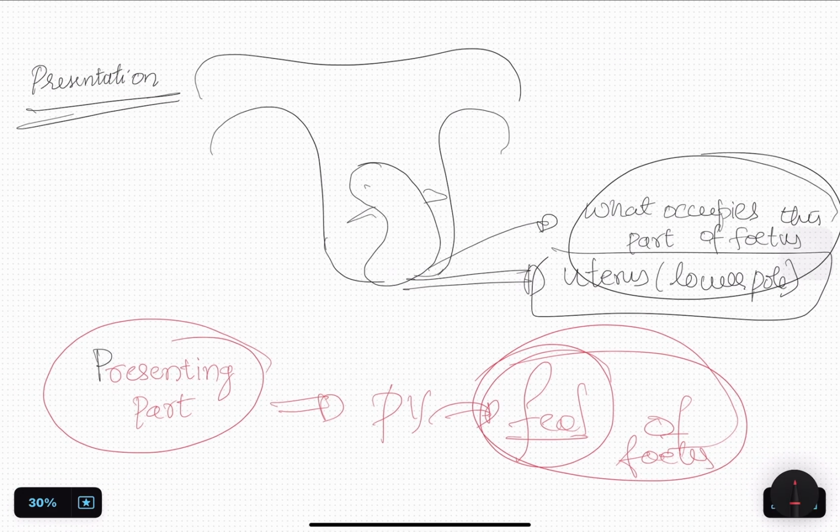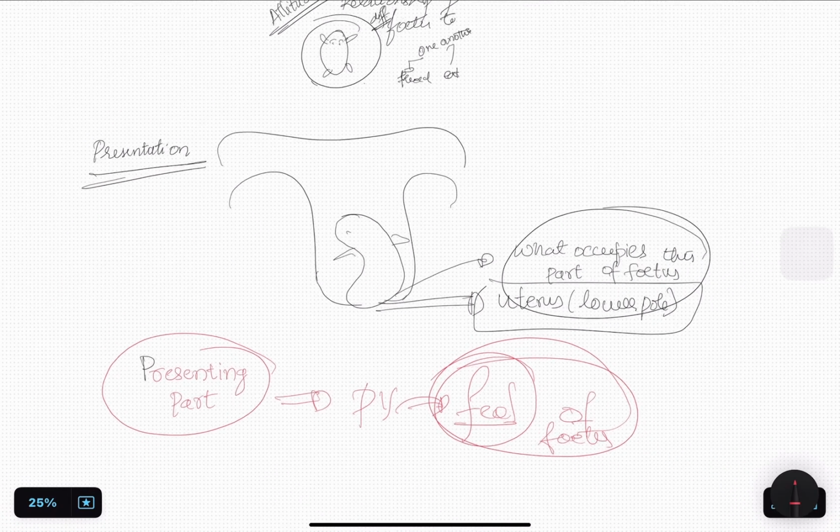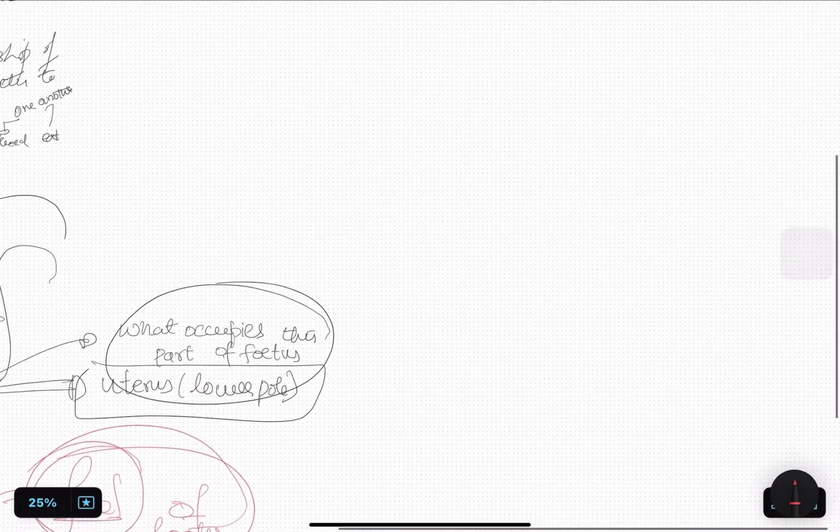Okay, so presentation is what occupies the internal os, but presenting part is the clinical method to say what is present. So remember like this: presentation is what you do, but presenting part is what you perceive. Presenting part is what you feel. Remember like that. Then there's something called the denominator.